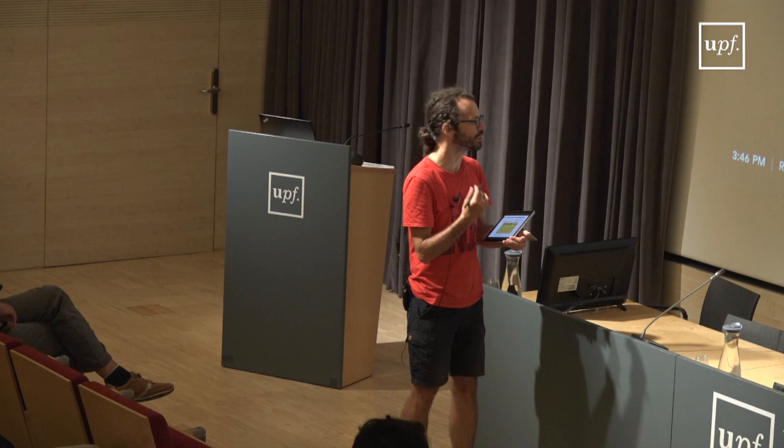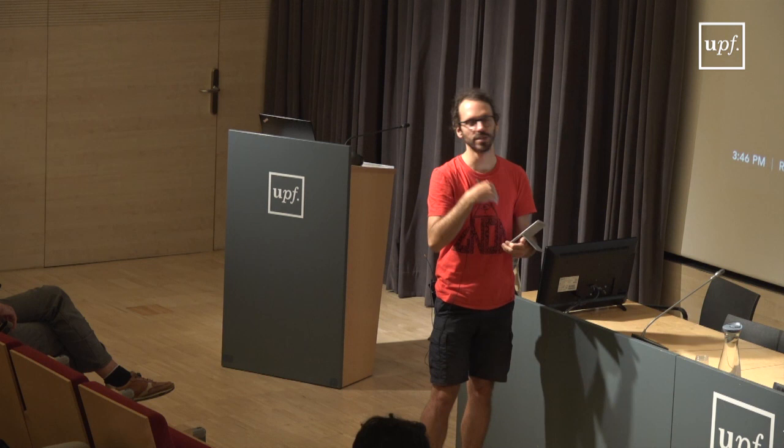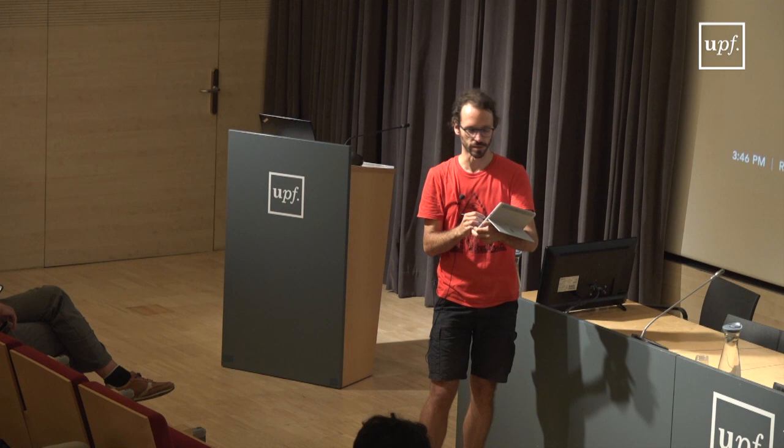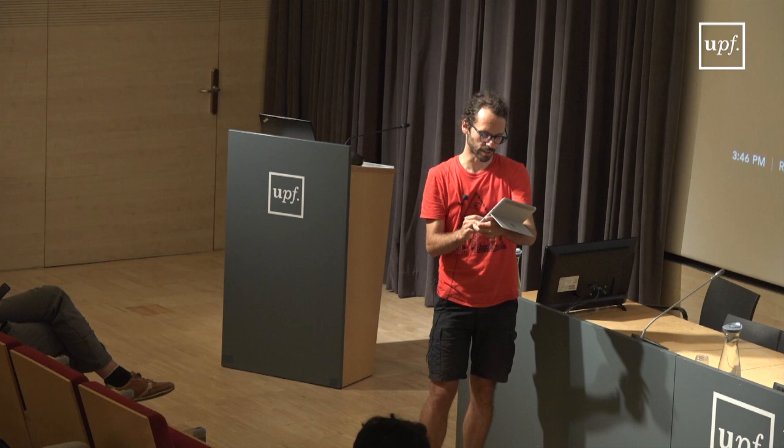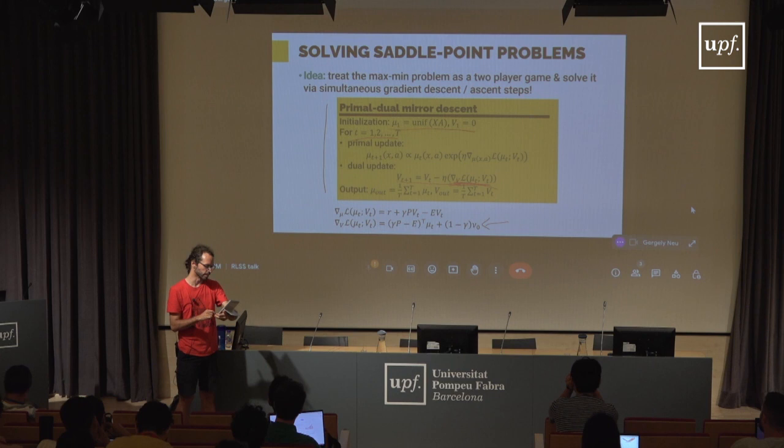So this player wants to minimize the value of the Lagrangian, so it is going to move in the direction of the negative gradient of the Lagrangian, evaluated at the current point mu t, v t, and the gradient is taken with respect to the value function. The expression of this is given here at the bottom. Right, so this is something that is easy to check.